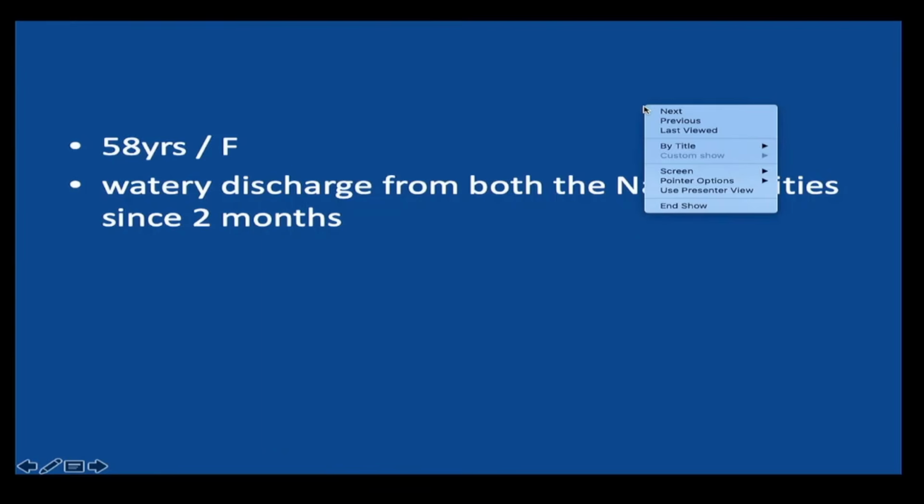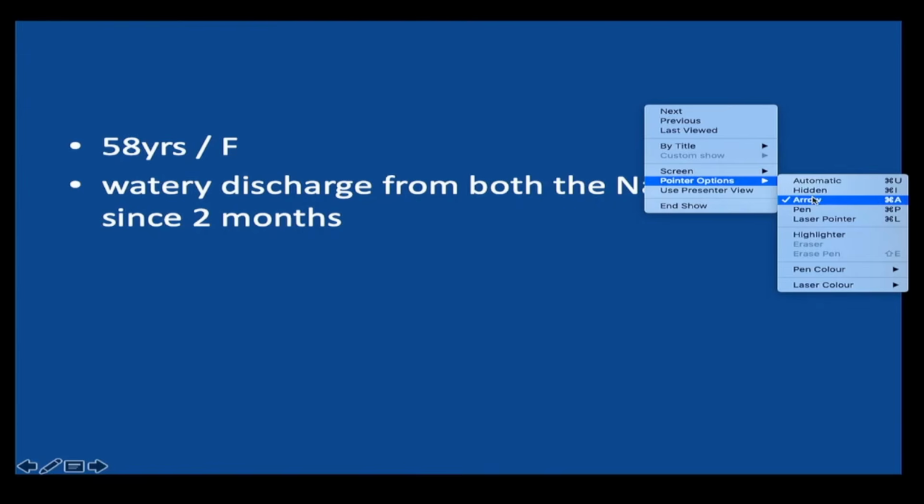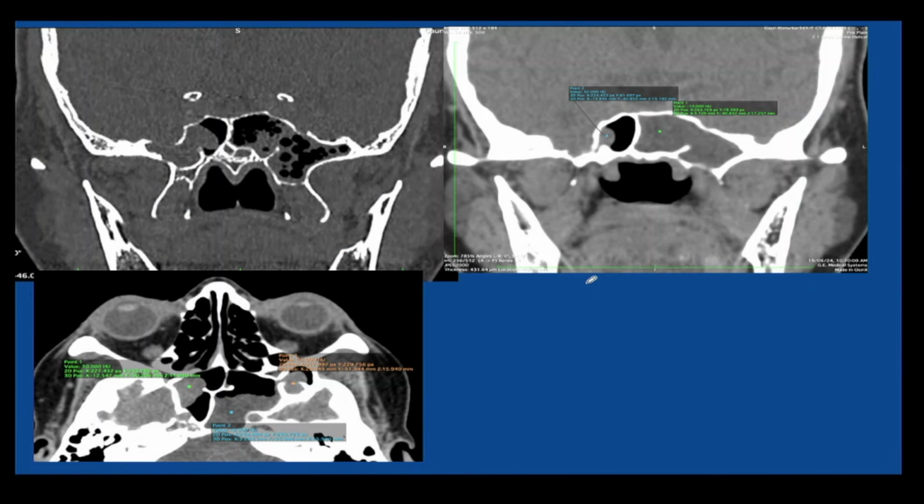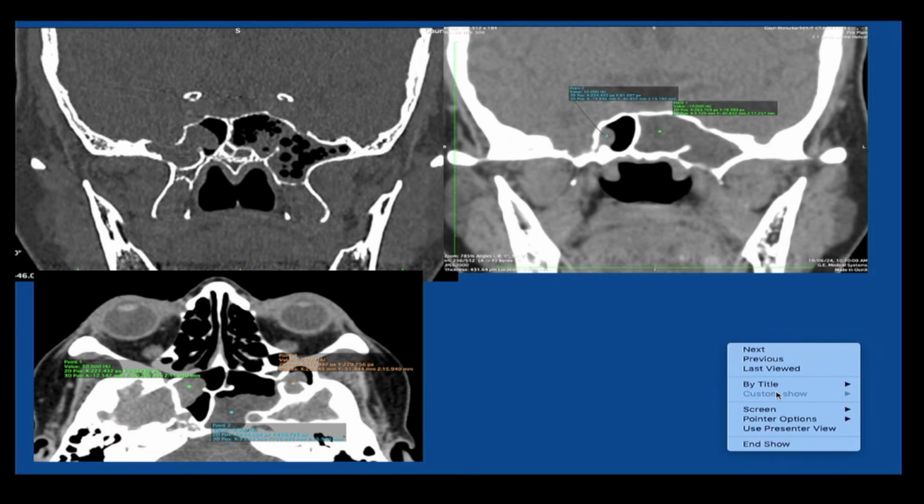Now another patient. This lady has watery discharge from her nasal cavity since 2 months. CT scan done. Purposely I have kept a soft tissue window. So what do you have? You have multiple defects.